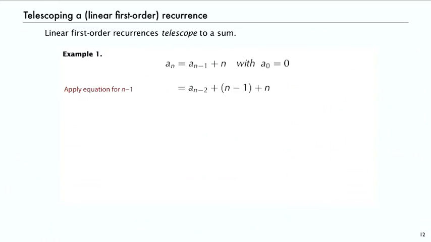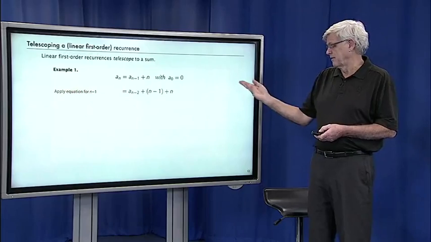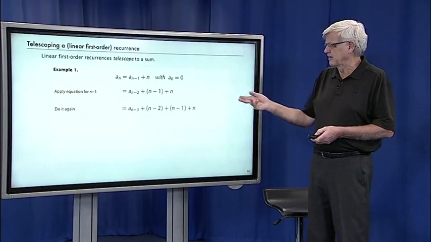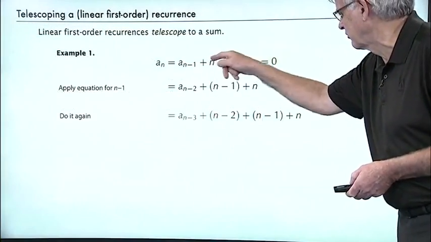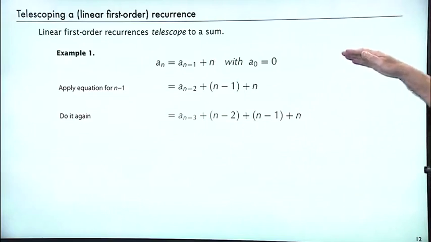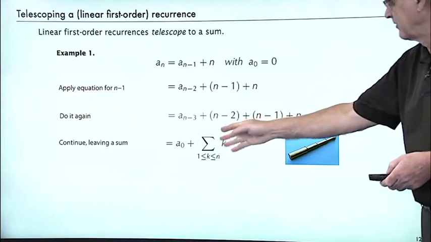So if a_n equals a_(n-1) plus n, then a_(n-1) equals a_(n-2) plus n minus 1. And the thing is, we can do the same thing. Just do it again. a_(n-2) has got to equal a_(n-3) plus n minus 2. And the idea is to keep doing that, and it's called telescoping, until we get down to a_0.